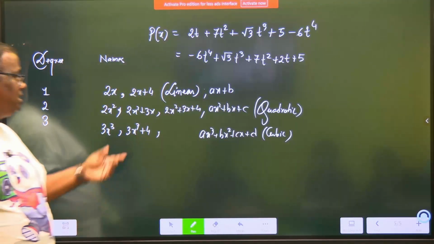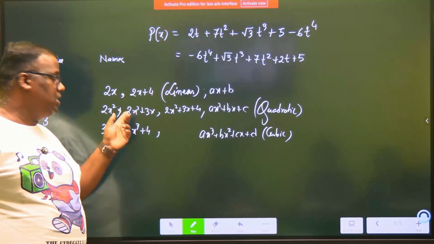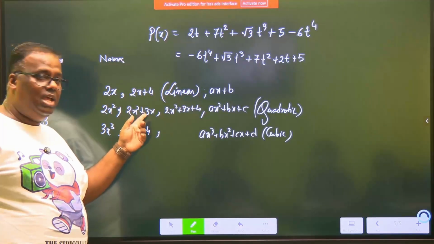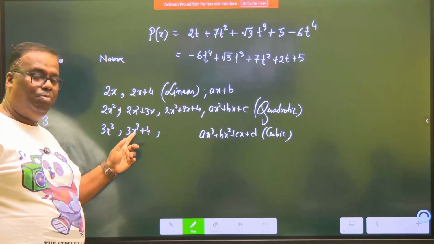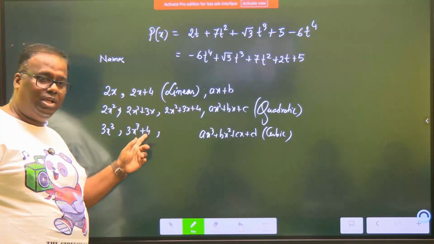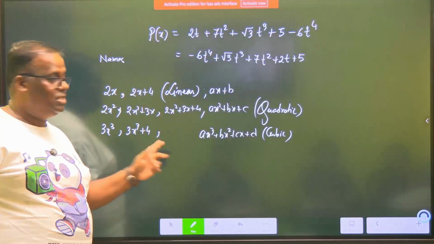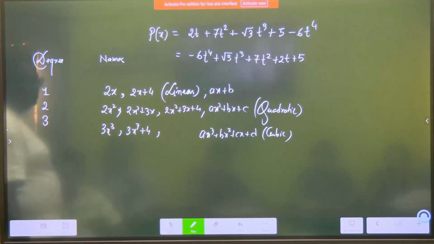Now you may ask, sir, where are the other terms? This is 2x square plus 3x plus 0. This is 3x cube plus 0x square plus 0x plus 4. Standard form is always this.